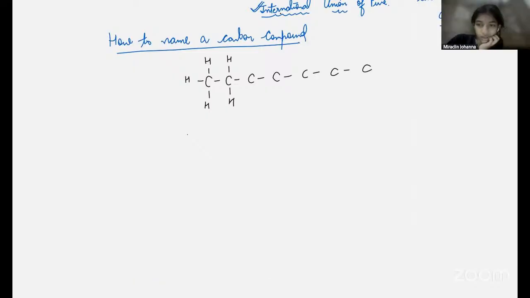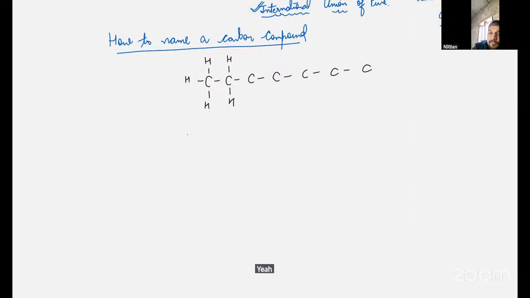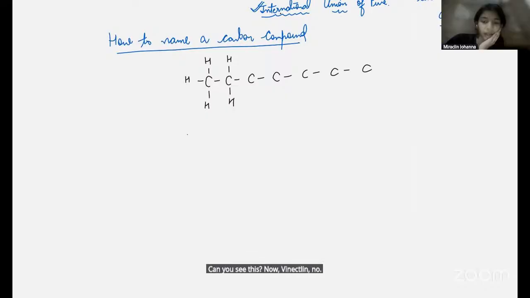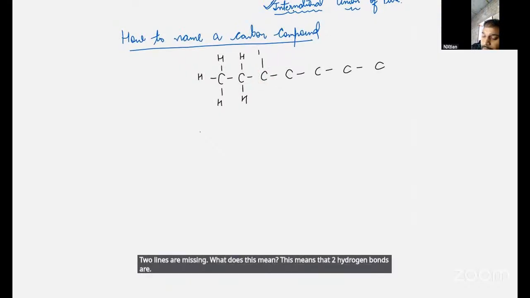One minute, sir, I can't see that. How is this all being balanced? Carbon needs a valence of 4, right? Yeah. I'm saying that each carbon should have 4 lines with it. Now this third carbon has only 2 lines, so 2 lines are missing. This means that 2 hydrogens are bonded with it like this.